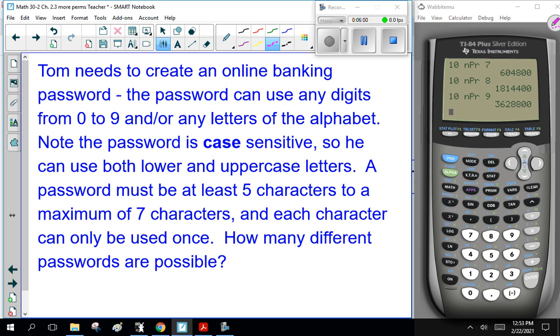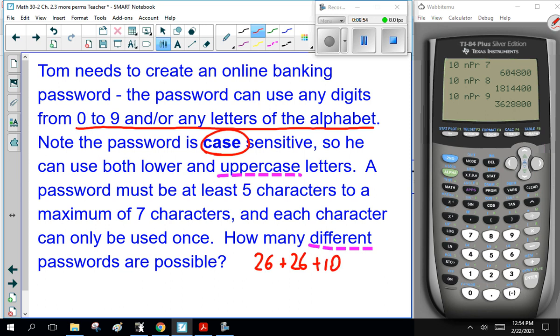Moving on. Tom needs to create an online banking password. The password can use any digits from 0 to 9 and/or any letters of the alphabet. Note the password is case sensitive, so it can use both lowercase and uppercase capital letters. A password must be at least 5 characters to a maximum of 7 characters, and each character can only be used once. How many different passwords are possible? So, reading the question carefully: any digits from 0 to 9, any letters of the alphabet, case sensitive, so you can use upper and lower case. How many characters is that? There are 26 lowercase letters, 26 capital letters, plus 10 digits, 62 characters. So he's got 62 choices.